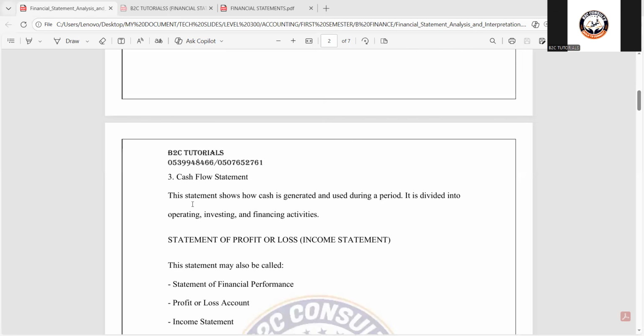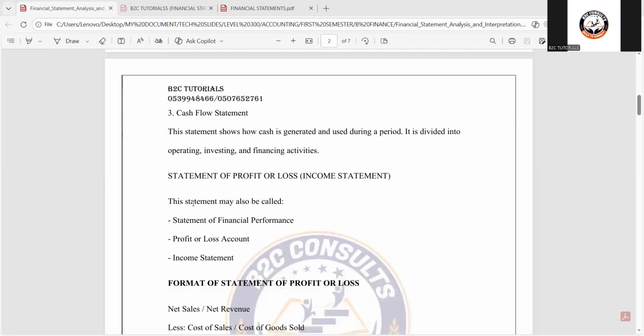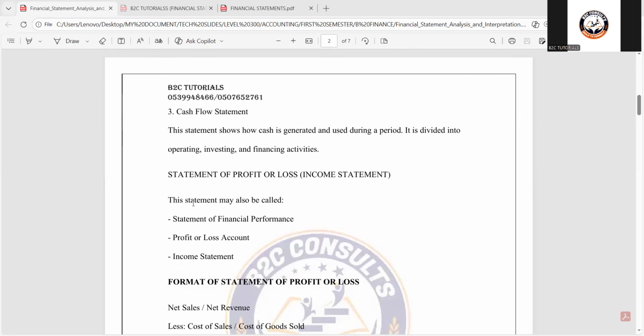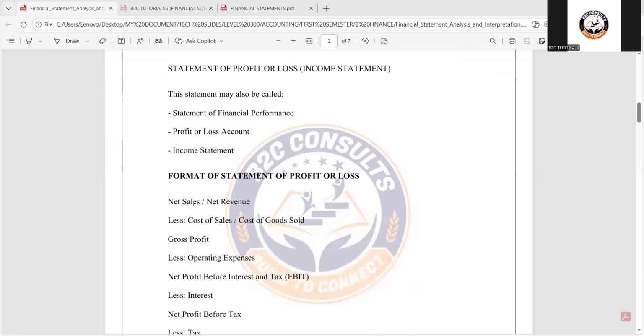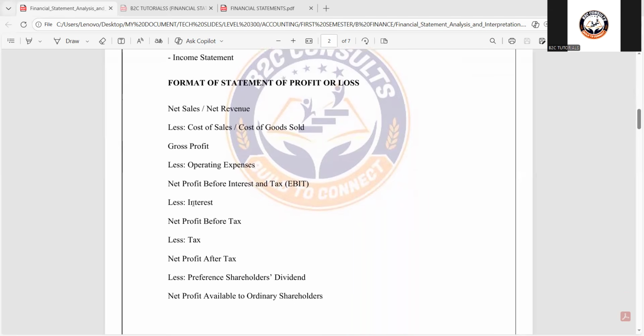Our interest will be on the statement of profit and loss account, and then the financial position, that is the balance sheet. Now, just like I said, the other names for the statement of profit or loss, that is the income statement, can be called statement of financial performance, profit or loss account, or income statement. Now, this is the format. When you pick your profit or loss account, we need to see net sales. Another name for net sales is net revenue. I will explain what net sales or net revenue really means.